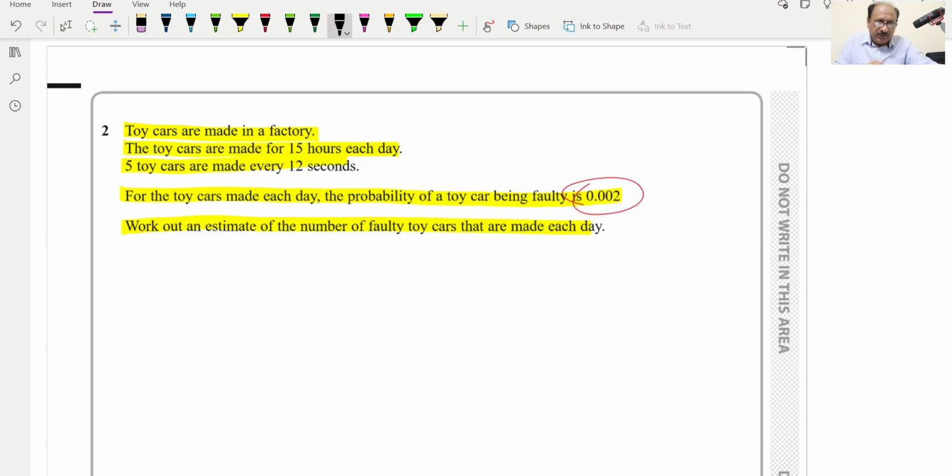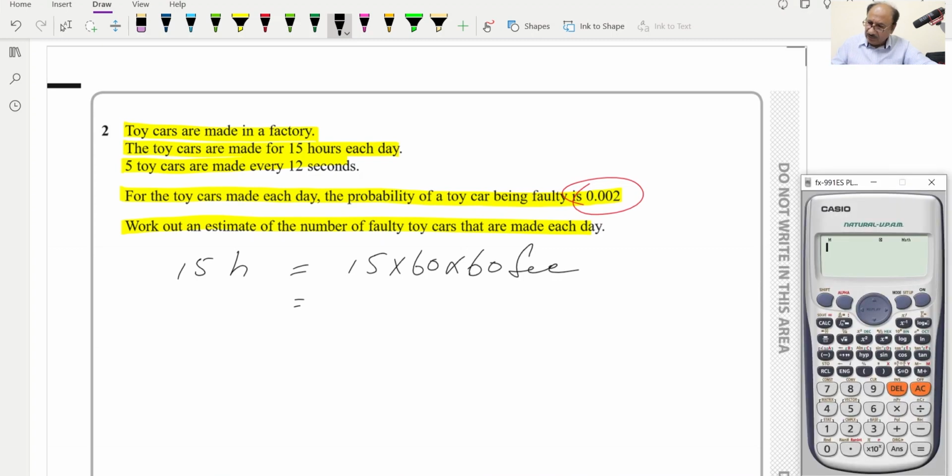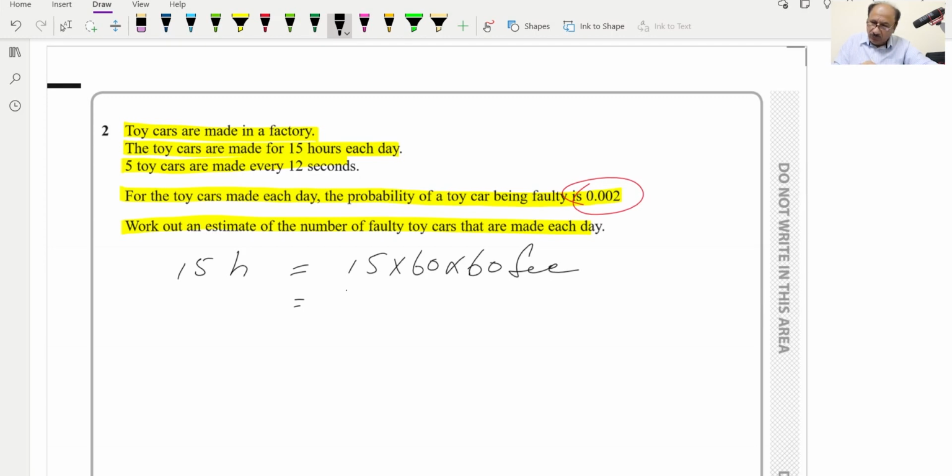So in 15 hours we can convert into seconds. This will be equal to 15 into 60 into 60. This will be the number of seconds, and 15 multiplied by 60 multiplied by 60 will be equal to 54000 seconds.